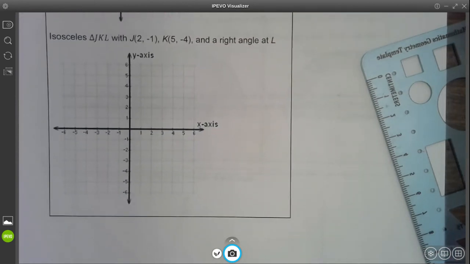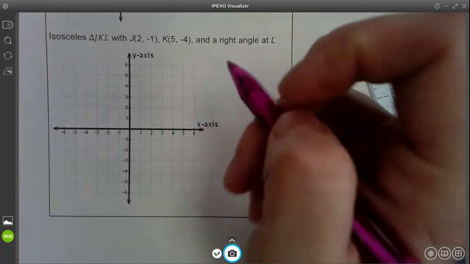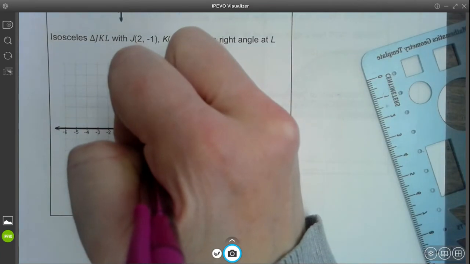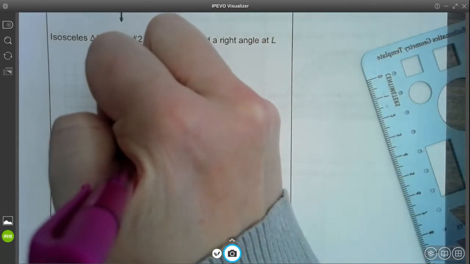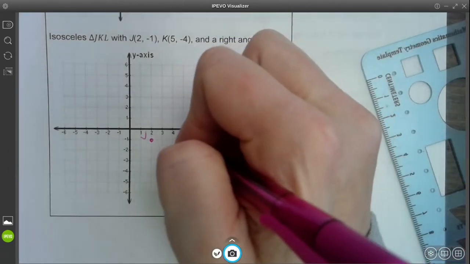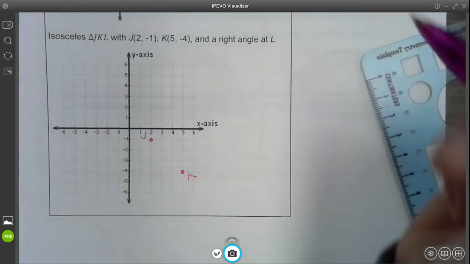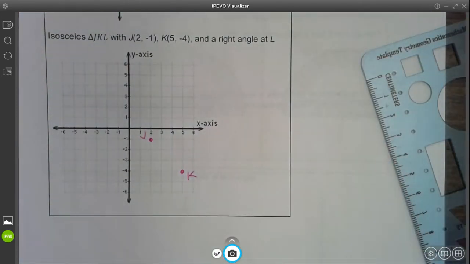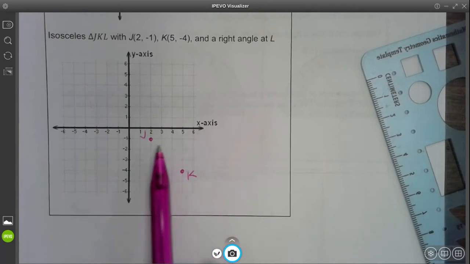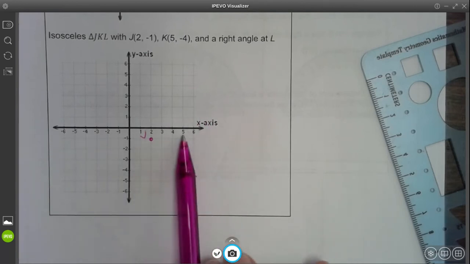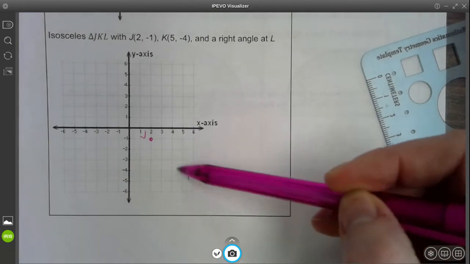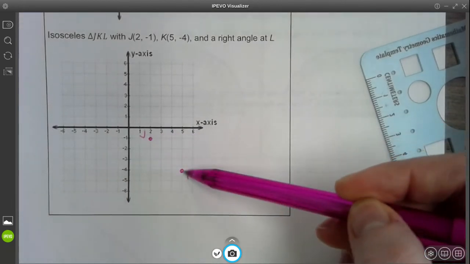All right, here we want an isosceles triangle, which means 2 of the sides are the same length. So J is at 2, -1, and then K is at 5, -4. And they want a right angle at L. Okay, so they want a right angle wherever point L is. And I see that in order to make a right angle with the triangles, I either need to come up over here to make a right angle or down here with a right angle.